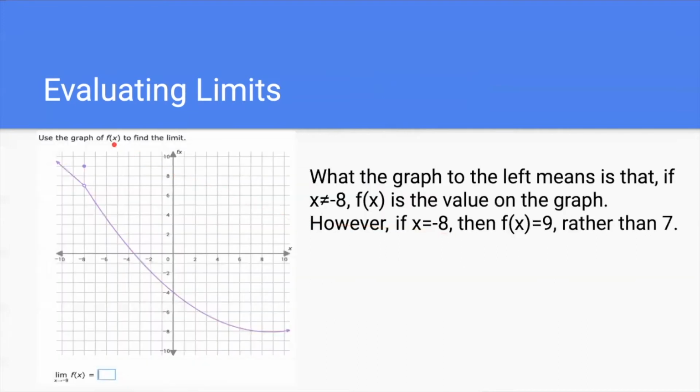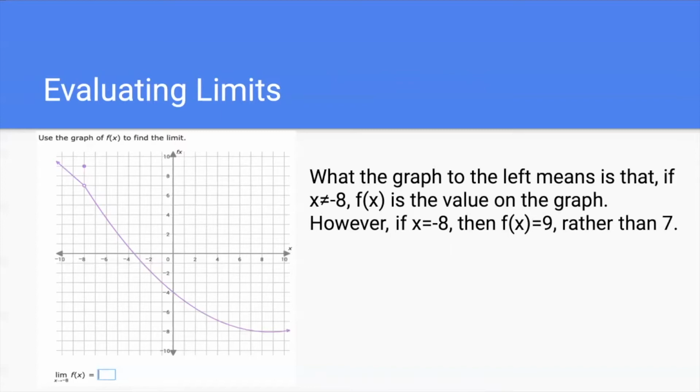So in this problem, use the graph of f of x to find the limit. What this graph means is that if x is not equal to -8, then f of x is the value on the graph. So for example, if x equals -5, then it seems that f of x equals 2. But if x is equal to -8, then f of x is equal to 9 rather than 7. So what do you think the limit as x approaches -8 of f of x is equal to? Take a guess and then continue watching the video.